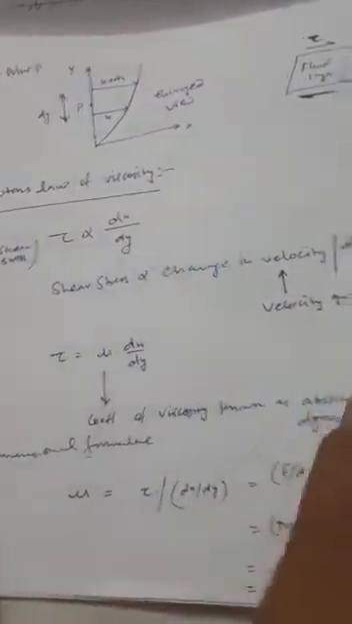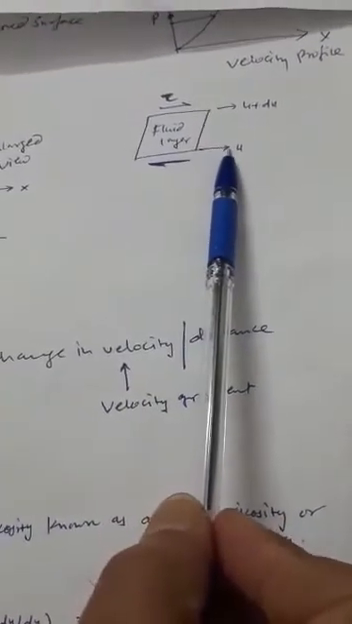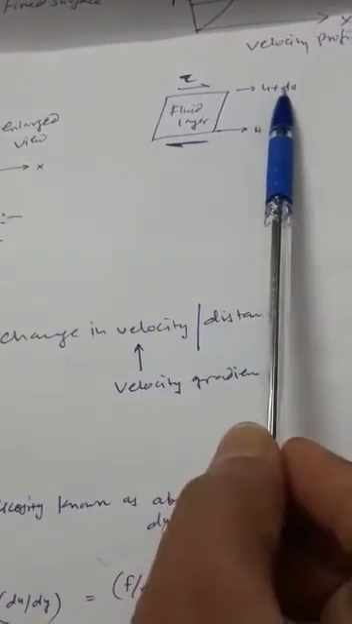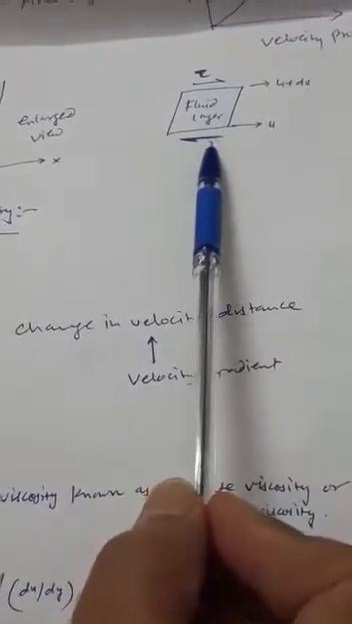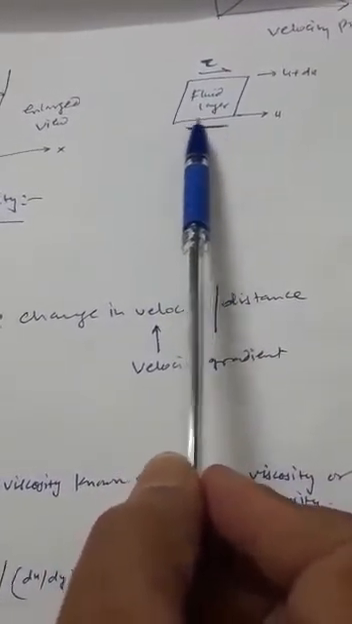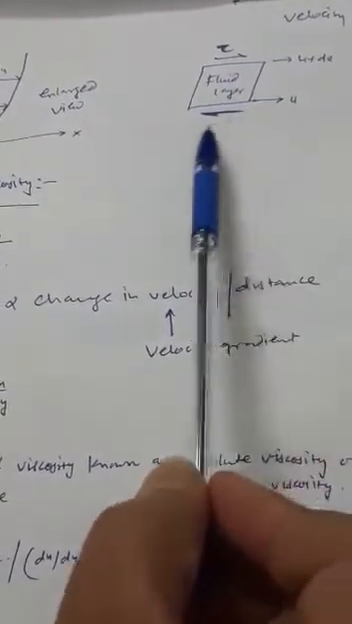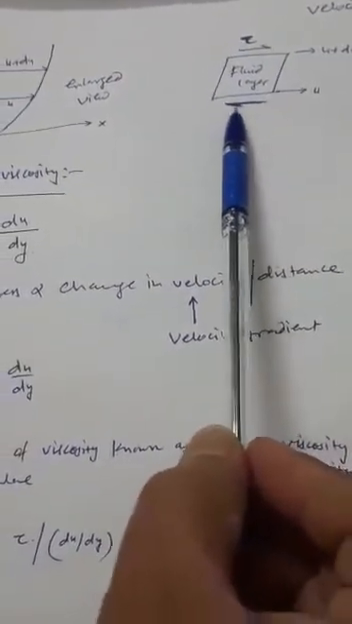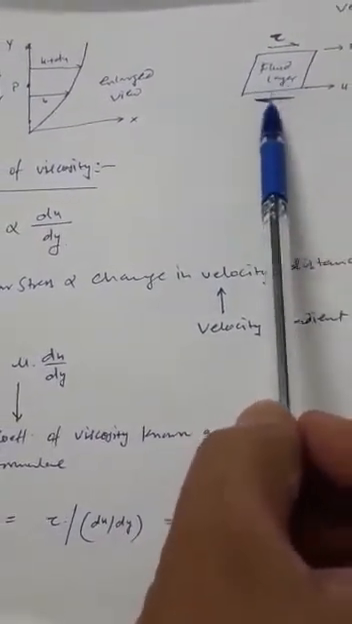Then shear stress between the layers. This layer has a velocity u. This layer has a velocity u plus du. In this direction, shear stress is tau, and in this direction, it is the opposite. These are two layers, right? This is the opposite direction of this layer. Both layers oppose the shear stress. Shear stress is directly proportional to velocity gradient.